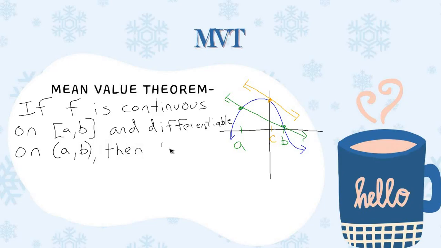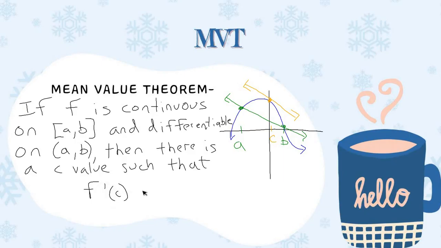Then there is a C value such that our instantaneous rate of change, or in other words, the derivative at C, equals our average rate of change. So f of b minus f of a divided by b minus a. Okay with that?